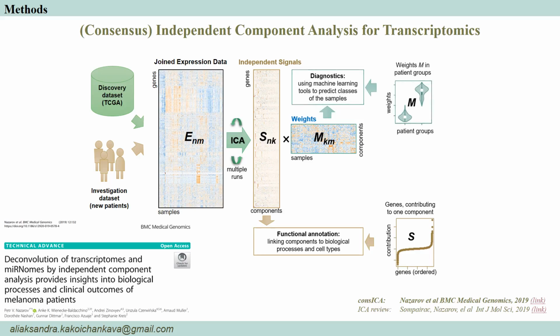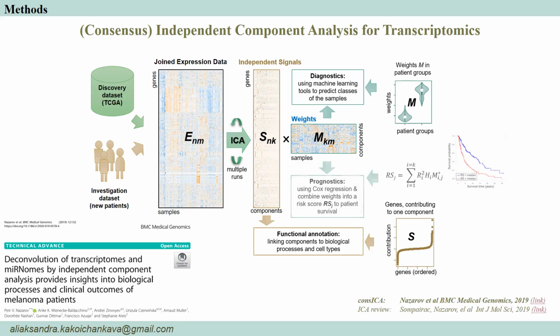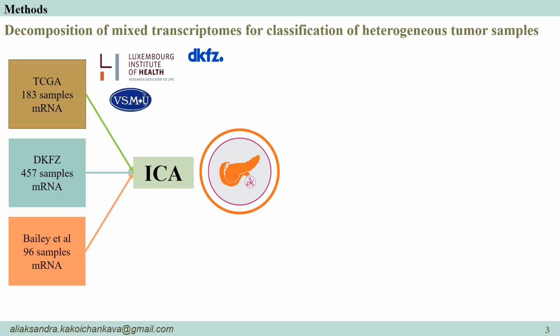Some components could show predictive properties for a patient group or survival. For the survival analysis, we could combine the scaled weight of individual components with the Cox regression log hazard ratio in order to get a risk score. For the study of pancreatic cancers, we use three transcriptomic data sets: two public data sets, of Peter Bailey and TCGA, and also a dataset provided to us by the German Cancer Research Center, by Jürgen Hacheisel's group.